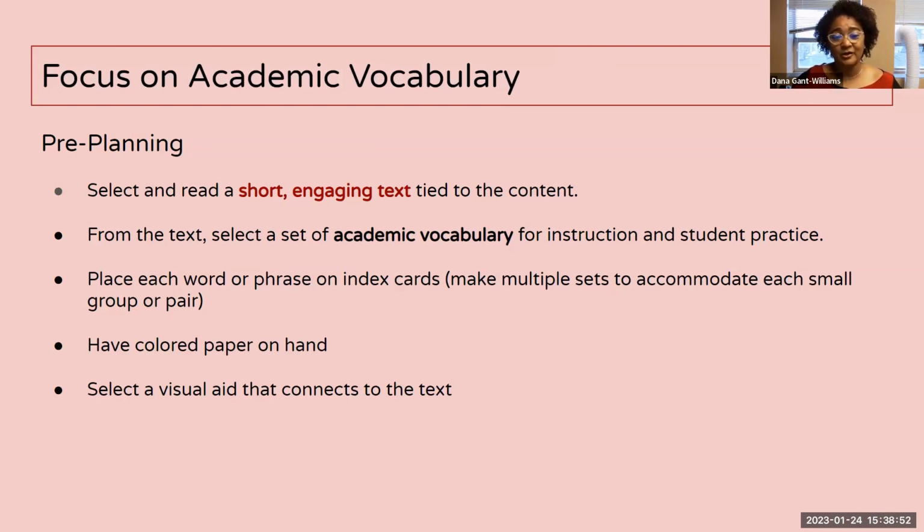So then this is where your old school teaching practices come in. You're going to take those words and put them on index cards, or you can print them in large print and cut them out for students, because they are going to have to manipulate the words in this particular strategy. And make sure you make multiple sets of these words, because students are going to work in small groups or pairs. So you want each group to have the same information. You'll also need color paper, and I'll explain that shortly. And you'll have to find a visual aid. So this is all your pre-planning before you engage students in this strategy.